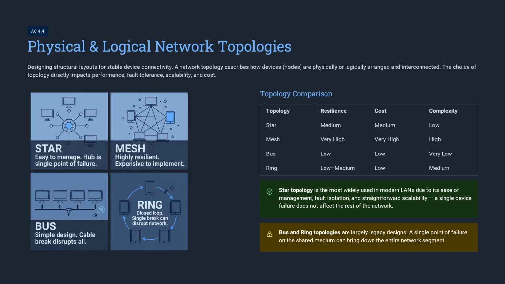Next, let's look at physical and logical network topologies. A physical topology shows how devices are physically connected, while a logical topology shows how data flows throughout the network. Common topologies include star, bus, ring, and mesh. Choosing the ring topology helps improve network performance and reliability.